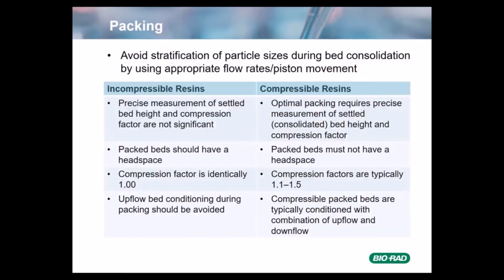So when you get ready to pack the column, it's important to avoid stratification of particle sizes. What I mean by this is that if you're not packing the column properly, the larger particles will move to the bottom of the column, while the smaller particles will tend to stay on the top of the packed bed. This will lead to poorer HETP results than you could get otherwise. And the way to avoid this is simply using appropriate flow rates and/or piston movement. You want to move at a rate that's faster than the fastest settling particle.